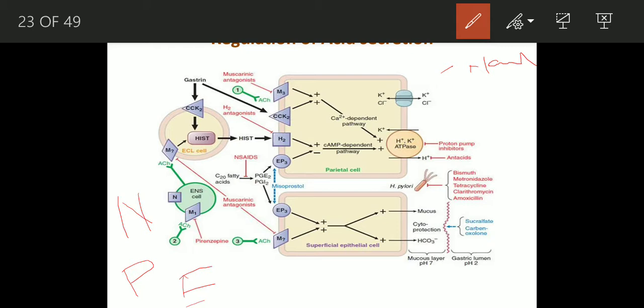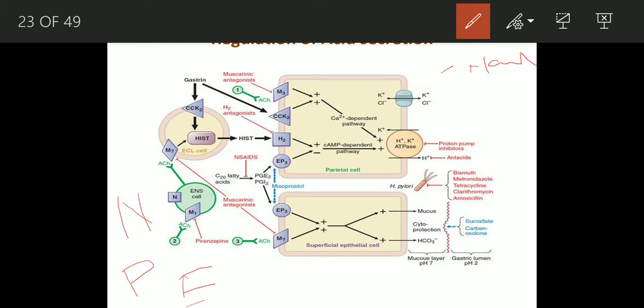If you see the neurocrine pathway, here you can see ENS. You have the enteric nervous system, and the neurocrine pathway involves the secretion of acetylcholine. From the ganglionic cells, the acetylcholine is released, and this acetylcholine acts on the cholinergic nerves.